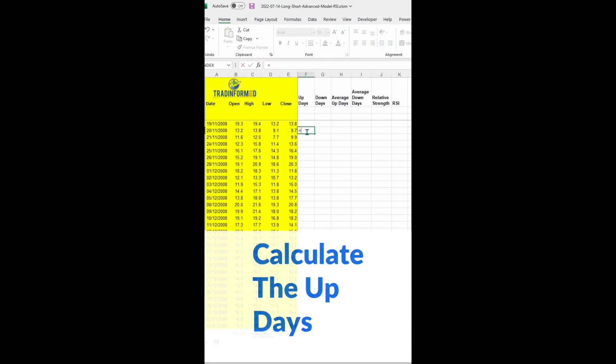Use an if statement to identify if the close is higher than the previous close, and if so, include the absolute difference between the closes. Use another one to identify if the close is lower, and again include the absolute difference.